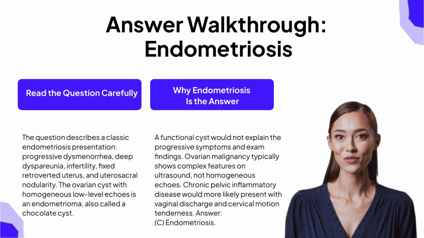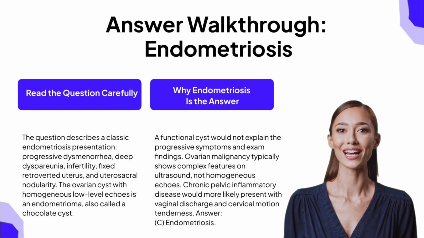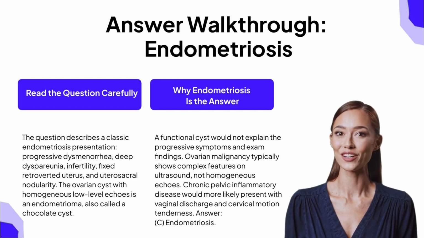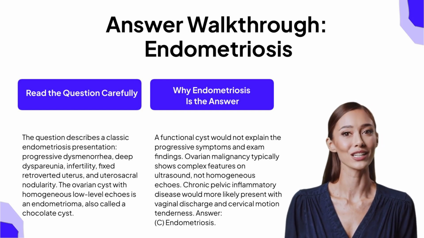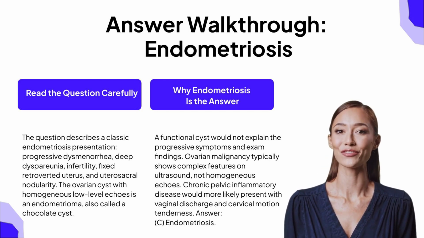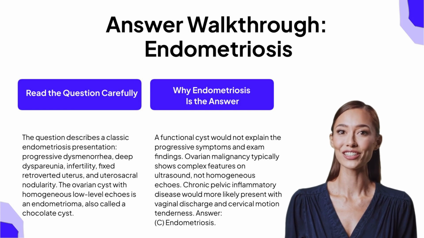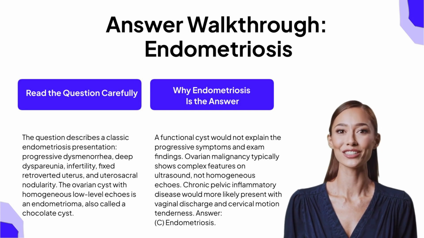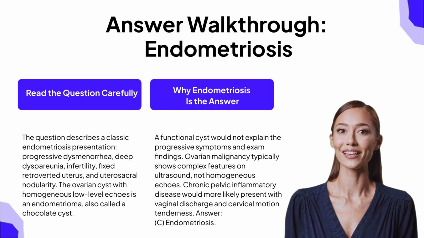Let us walk through this one carefully. Read the question carefully. The question describes a classic endometriosis presentation. Progressive dysmenorrhea, meaning it gets worse over time, deep dyspareunia, infertility, a fixed retroverted uterus, and uterosacral nodularity on exam. The ovarian cyst with homogeneous low-level echoes is an endometrioma, also called a chocolate cyst.